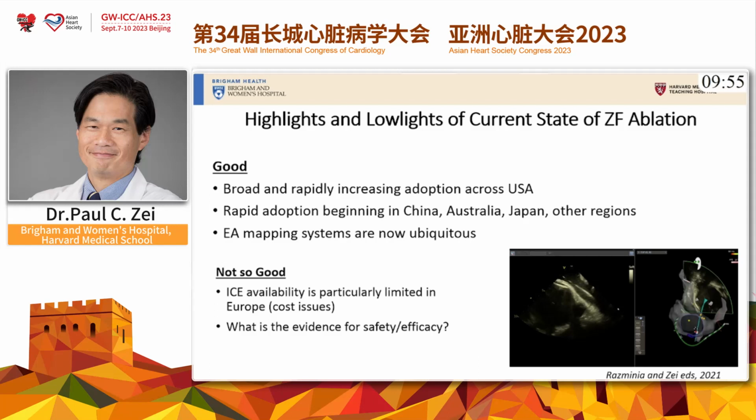Now, the limitation, as many of you may be aware, is that in particular in Europe and in some other regions, ICE has very limited availability. So that's a strong limitation. There are others within Europe who are looking at other strategies using transesophageal echo or a CT-guided approach, et cetera. But hopefully we will be able to make some progress with ICE. And now I ask, so what's the evidence that this is a safe and effective approach?